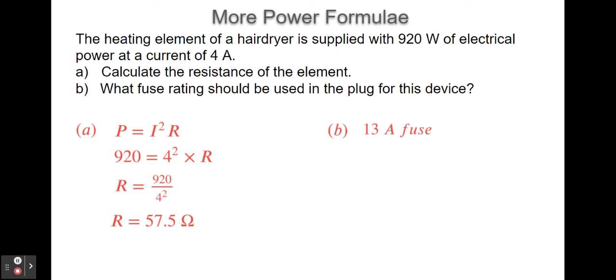Okay, so that brings us to the end of this video about electrical energy and power, and also brings us to the end of the electricity unit at National 5 Physics.